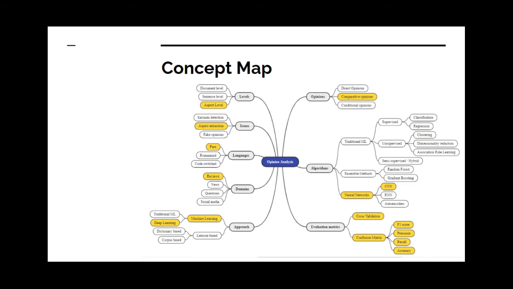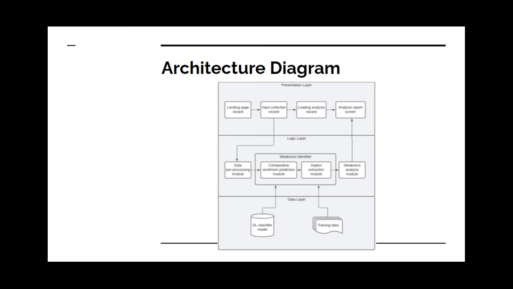Then for the algorithms, I'm using neural networks, and it is a CNN neural network I'm currently working on. And for evaluation, I'll be using the popular confusion matrix and also perform a cross-validation evaluation. Then this is the architecture diagram of the system.